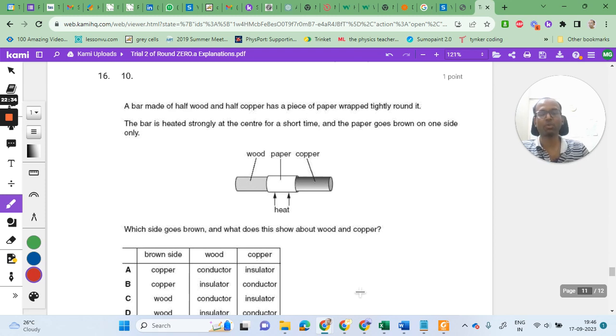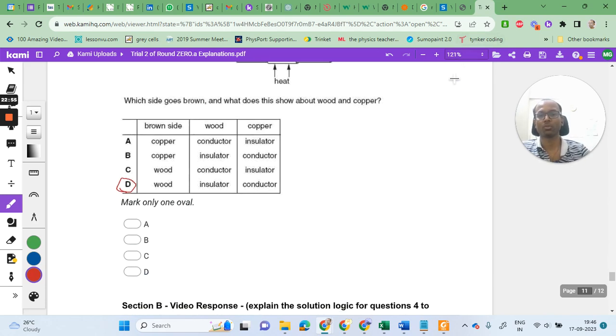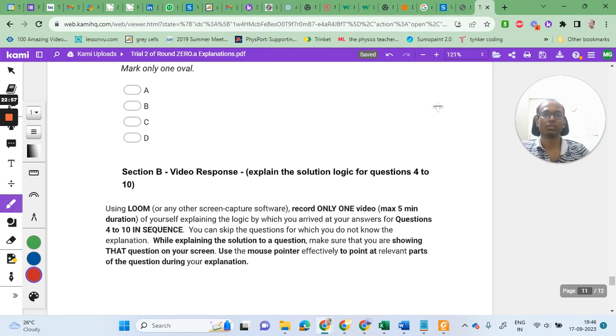Since you let the fire only for a few seconds, it won't burn completely, it will just partially burn, it will become brown. So which side goes brown? Obviously the wood side, and wood is an insulator and copper is a conductor. So D. So that completes it. Okay.